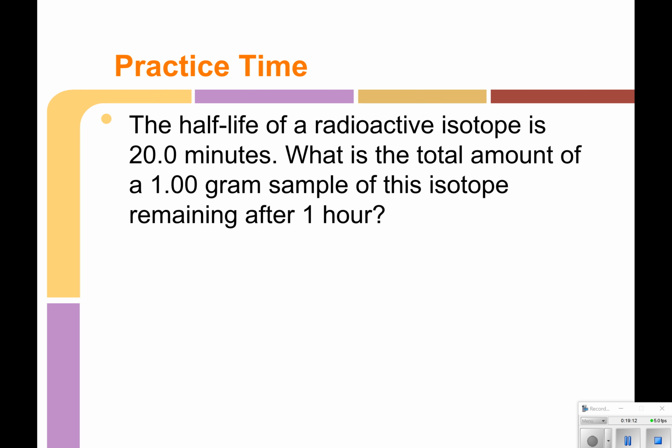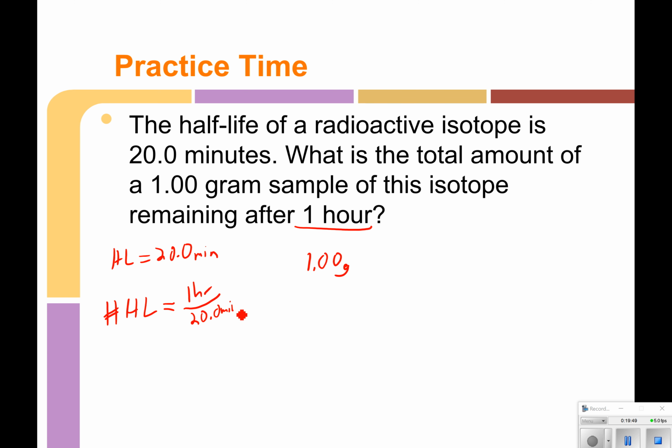Last one here, we have the half-life of a radioactive isotope at 20.0 minutes. What is the total amount of a 1 gram sample of this isotope remaining after 1 hour? Well, we know we're going to start with 1 gram, but we don't really know how many half-lives this is going through. In order to figure that out, the number of half-lives, we want to take the elapsed time, which is 1 hour, and put it over the half-life of 20 minutes.